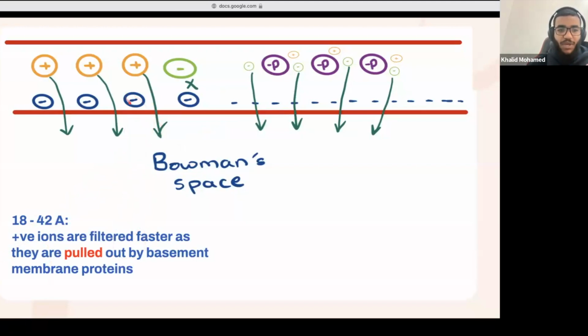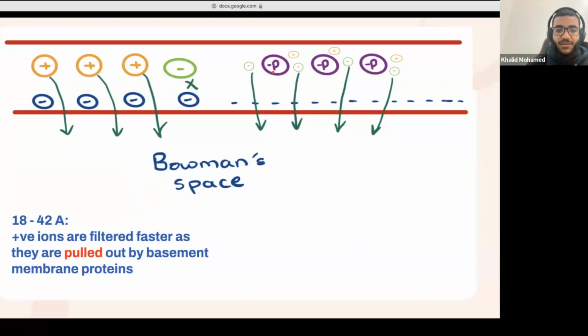So what does that mean? We have basement membrane proteins on the basement of the capillary, okay? And so if you have a big positive ion, these basement membrane proteins will pull the ion towards the Bowman space, and that will increase its filtration, okay? So the first thing we need to know, if the ion is big, the positive ions are filtered faster because they are pulled out by basement membrane proteins.